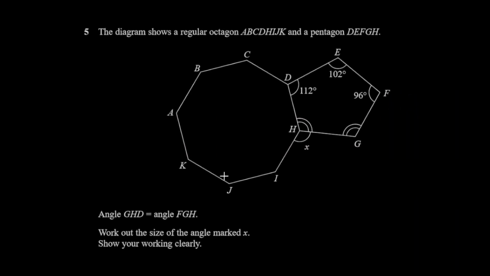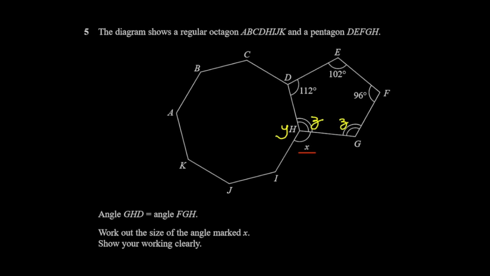Okay, question 5 offers us a regular octagon next door to an irregular pentagon. And we're asked to find the angle x, which is this angle here. And to find that angle, we really need to find out the other two angles that surround the point H. Let's call this angle y and this angle z.